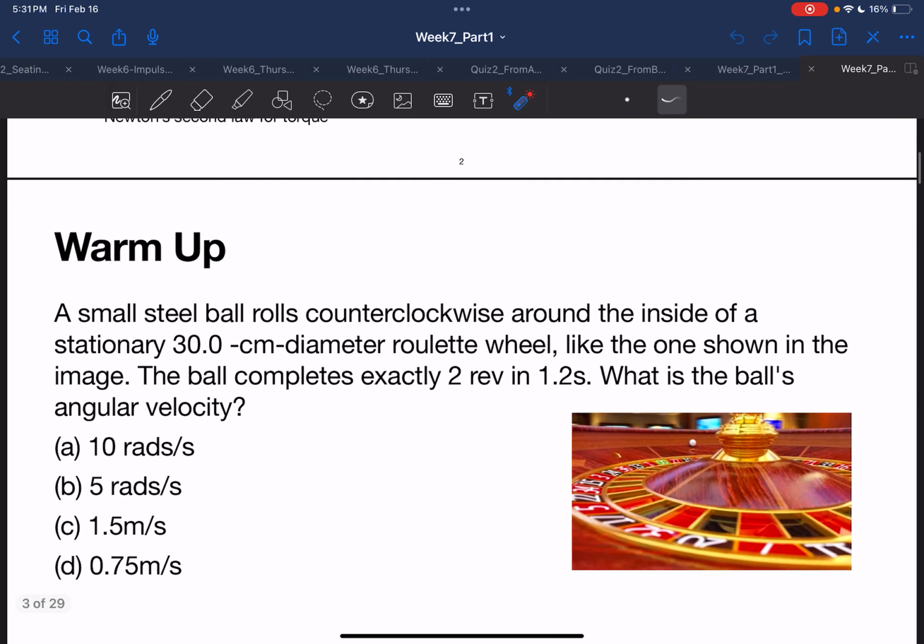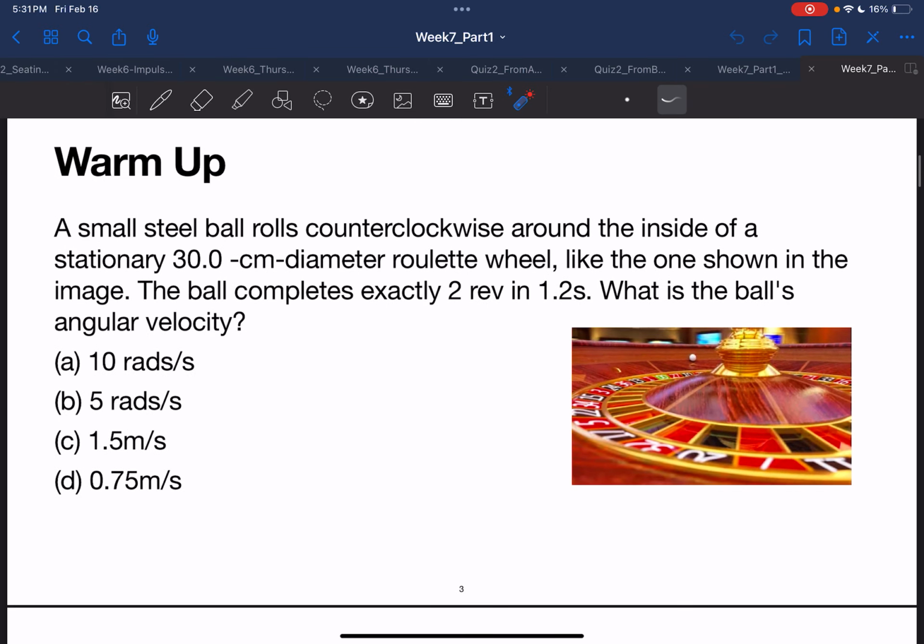Alright, so we'll start with a warm-up problem. This is a problem that's just practicing uniform circular motion. So go ahead and pause the video and figure out what the answer is going to be. And once you've done that, now I'll go through the problem with you.